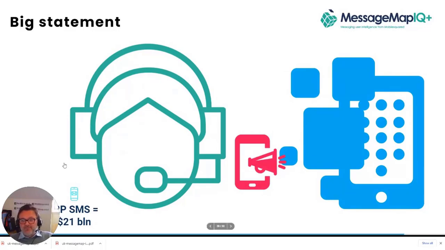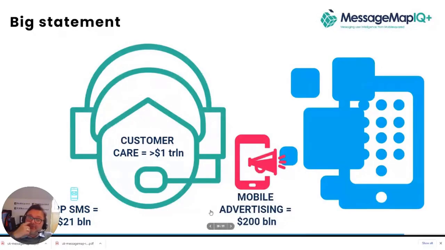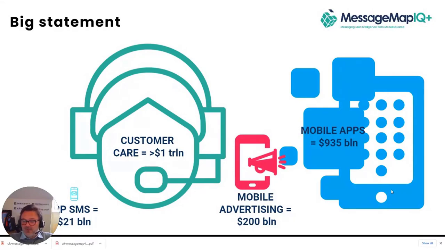We've got the traditional A2P SMS, as we know it, just SMS from businesses. That's worth approximately $21 billion. You've got customer care. That's worth over $1 trillion. Mobile advertising, and again, this is an industry that's grown from 0 to $200 billion in 15 years. And the same with apps. These are not our forecasts, by the way. But it shows the mobile app market, this is for 2023, could be worth nearly $1 trillion. Again, that's a 15-year market. So in terms of rich messaging, we're probably at the equivalent of about the first year of that journey.